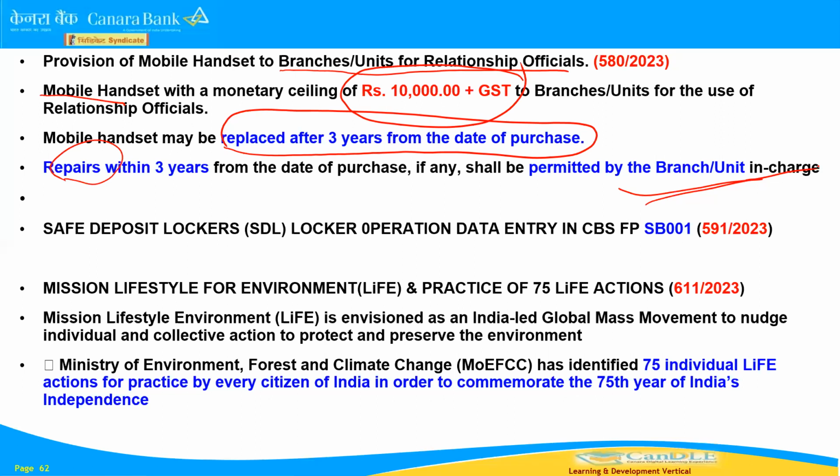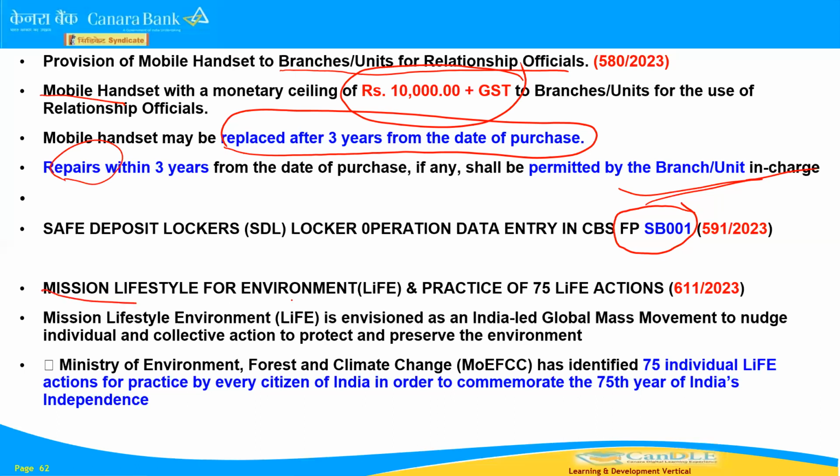Now, safe deposit lockers. As I told you in service charges, the maximum free permission for safe deposit is 12 times. Where we are updating, the customer comes, writes in the book and goes inside. Now the bank has opted for one option in CBS called SB001. Here we have to punch the data entry, so that once the 12 is over, the system will automatically debit the customer account for 100 rupees plus GST.